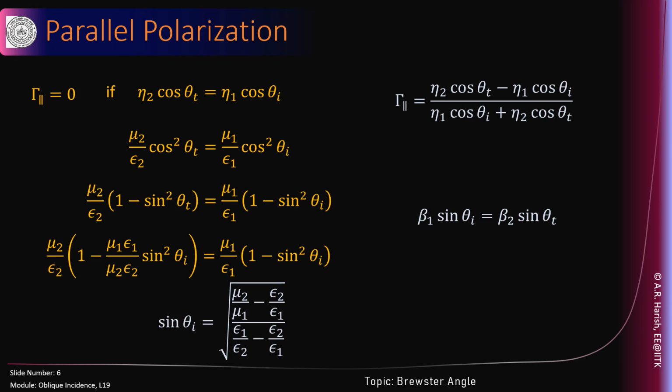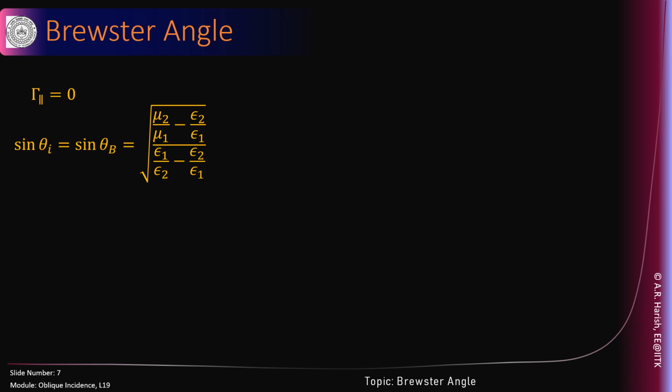It becomes sine theta I is square root of mu2 by mu1 minus epsilon 2 by epsilon 1 upon epsilon 1 by epsilon 2 minus epsilon 2 by epsilon 1. Convince yourself that this equation is indeed correct. Given sine theta I, so what did we find out? Gamma parallel equal to 0 corresponds to a particular value of theta I, which is given by sine inverse of that quantity under square root sign.